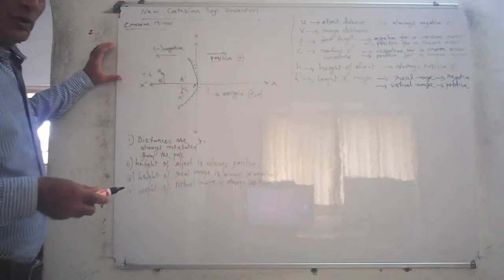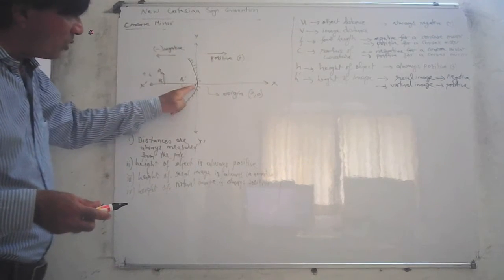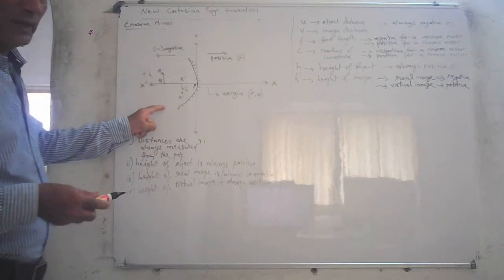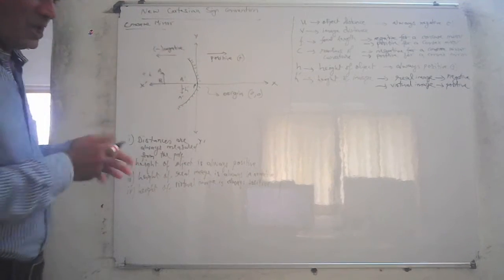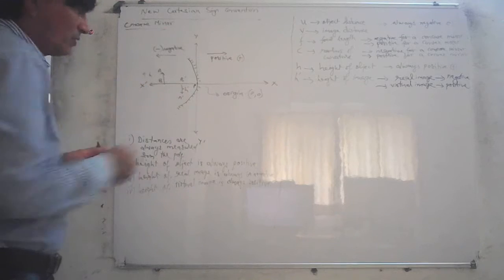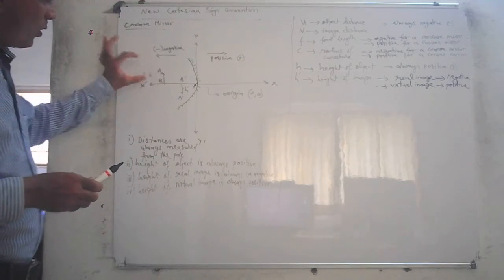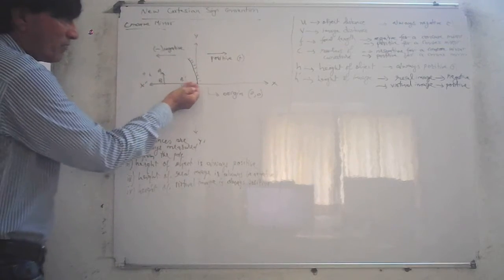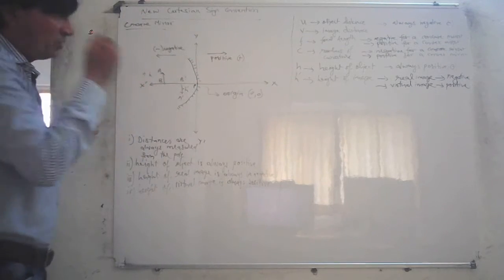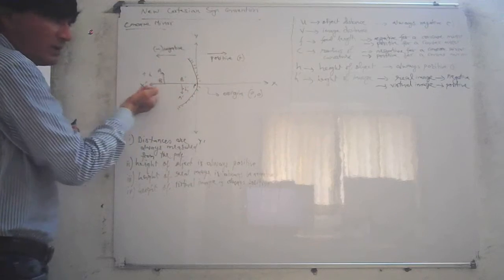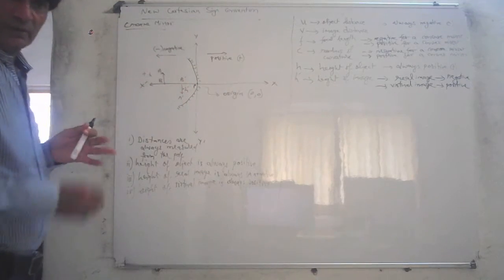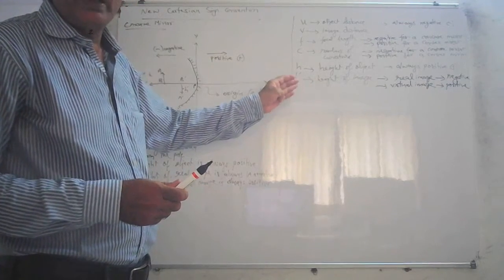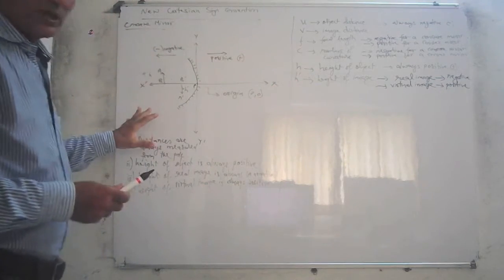Now, the pole of the mirror is always placed at the origin. Suppose this is the concave mirror. A concave mirror is like this, a convex mirror would be like this. For a concave mirror, the object is always placed in front of the mirror, so distances are always measured from the pole this way, from this side. So negative distance will be on this side, positive distance will be on this side. These are very important.